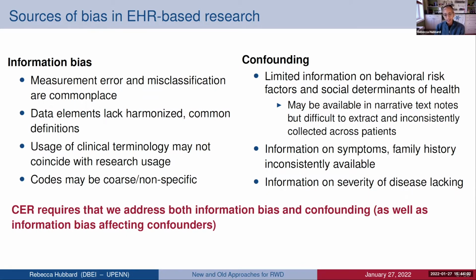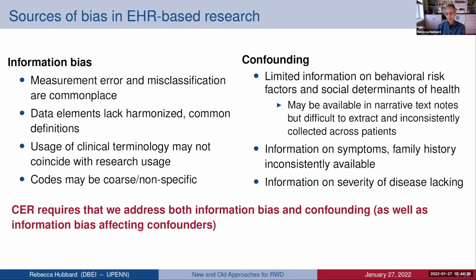So confounder control using EHR data is quite challenging because we have limited information on many things that are potential confounders, including behavioral risk factors and social determinants of health, things like family history and symptoms, which may be recorded for some patients sometimes, but tend not to be systematically captured in EHR data, and things like disease severity. So if we want to use EHR data for comparative effectiveness research and come up with valid and generalizable results, we have to contend with both of these problems.